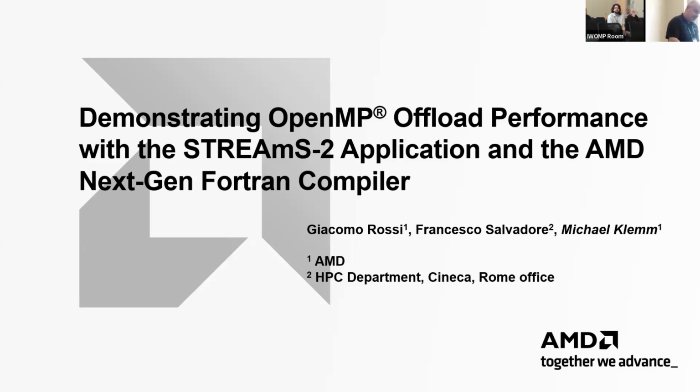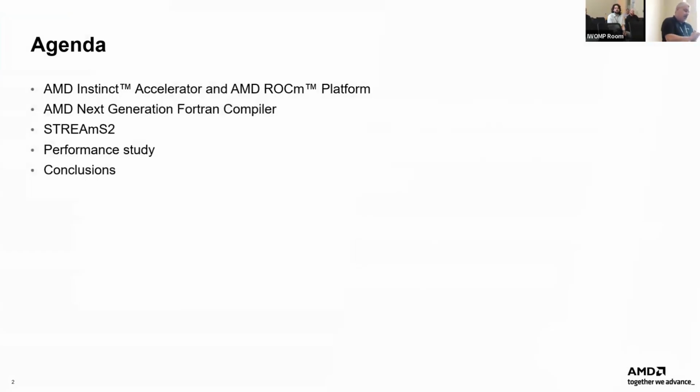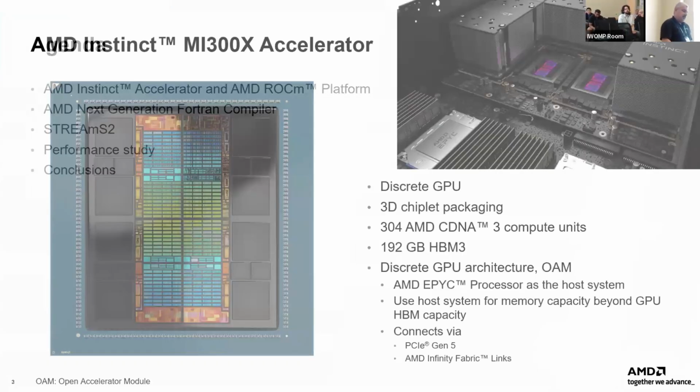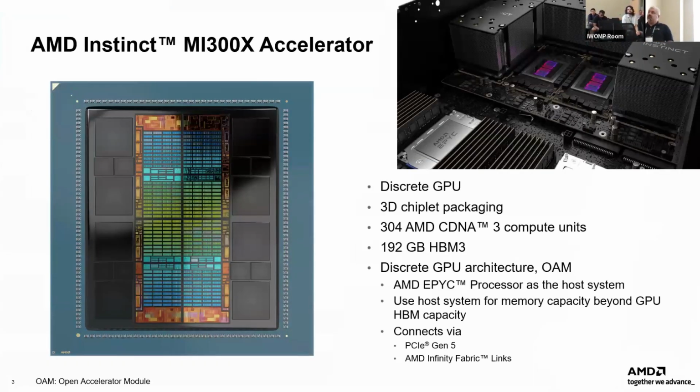But anyways, all right. So what we're going to talk about is a bit about the Instinct accelerator and the ROCm platform, then the next generation, now Fortran Compiler, STREAMS, the performance study that we did, and conclusions. All right, first, the application, the accelerator. So we were using the Instinct 300X accelerator.